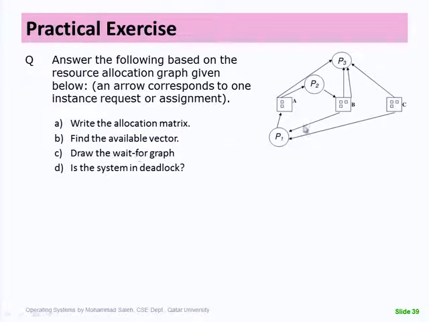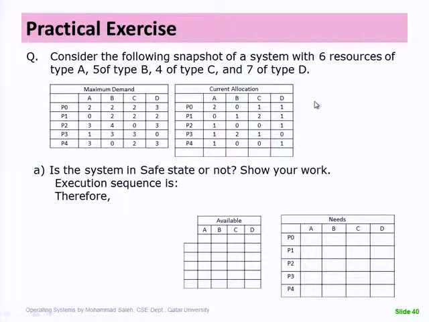You draw the wait-for graph. Basically, you can see that P1 is waiting for P2, right? And it's waiting for P3 as well. Is the system in deadlock? We try to find the cycles in the wait-for graph. That's easier, and from there, you check. So that's the kind of questions.